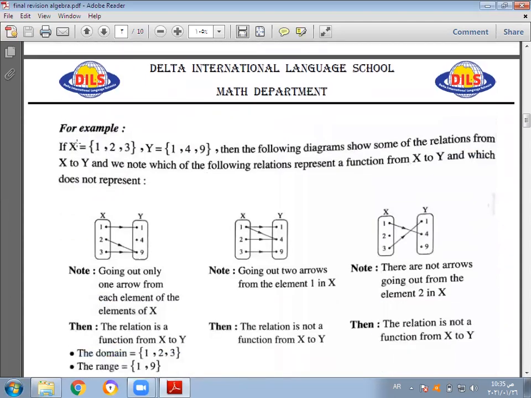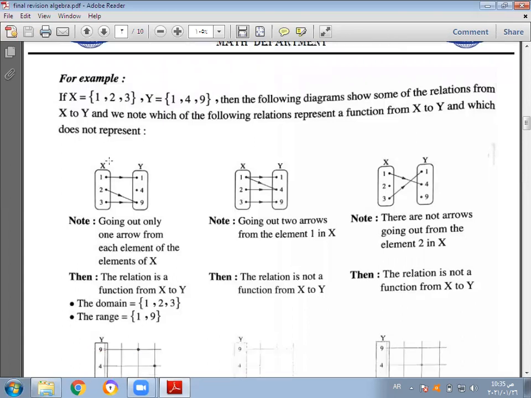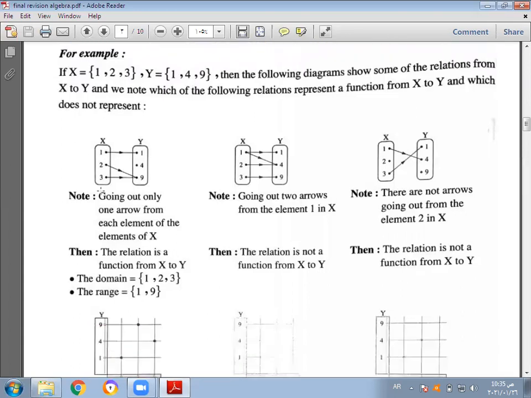For example, if x equals {1, 2, 3} and y equals {1, 4, 9}, then the following diagram shows some of the relations from x to y, and we note which of the following relations represent a function from x to y and which don't. The first relation: there is going out only one arrow from each element of x, then the relation is a function from x to y, and the domain is {1, 2, 3}, and the range is {1, 9}.